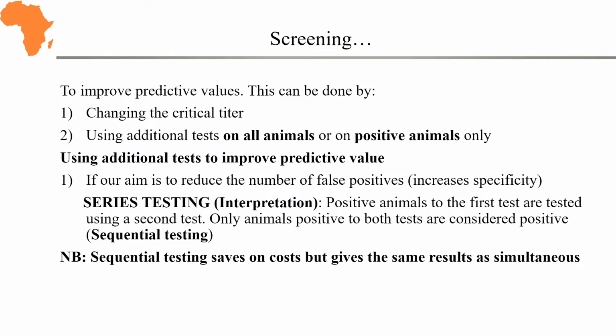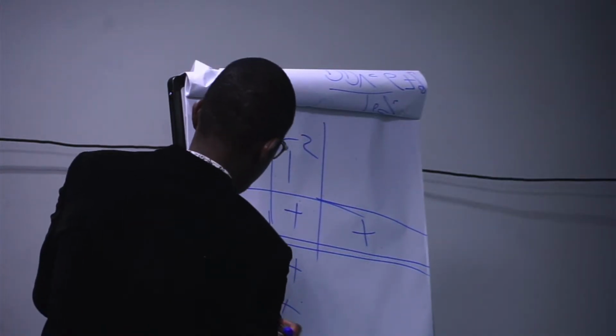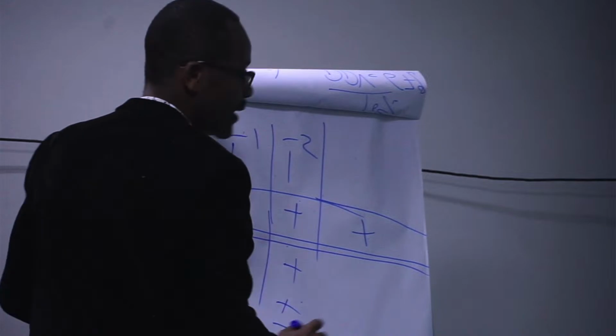Now, series testing, please take note: only those who are positive in the first test are subjected to a second test. It's sequential. You're saving on cost, but giving the same results. In this other one, scenario 2, so this is scenario 1.